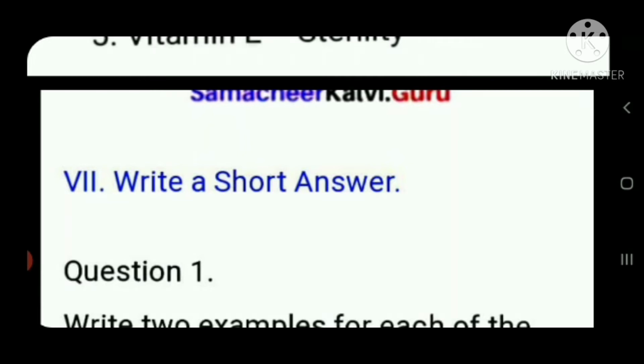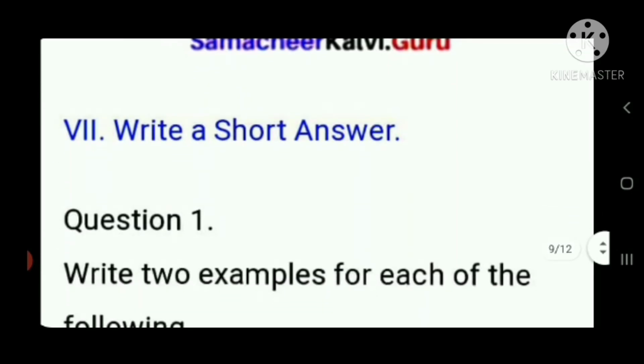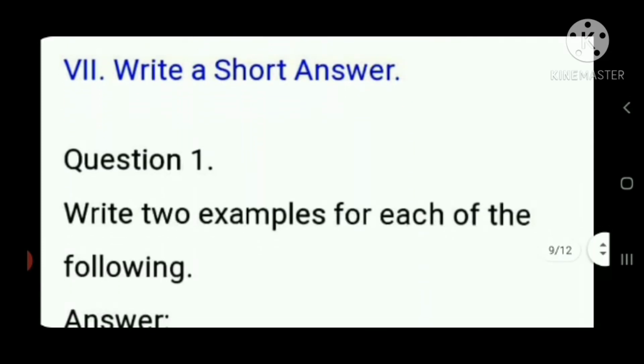The previous audio had the revision of the first part, that is the objective part. Today I'm going to continue with the short answers, and the detail if possible. For short answers, you need to write at least 2 sentences. It will be very useful for you to prepare for your exam, so I'm going to revise it.